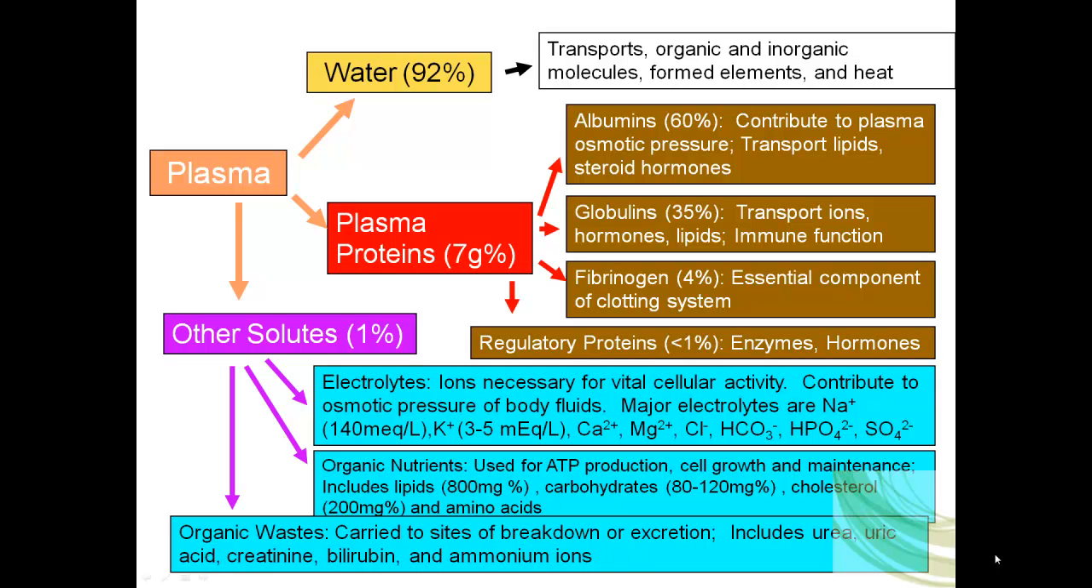The other solutes that we find in plasma consist of electrolytes, organic nutrients like glucose, cholesterol, other lipids, amino acids, etc. We also find waste products like uric acid, which is the byproduct of nucleic acids, urea, which is the byproduct of protein metabolism, and creatinine, which is the byproduct of muscle metabolism, just to name a few.